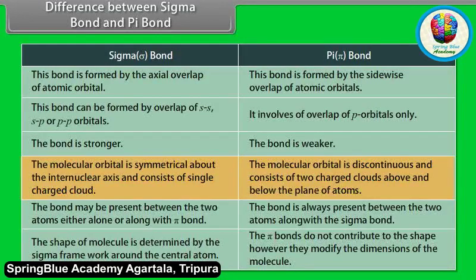of atoms. Sigma bond may be present between two atoms either alone or along with pi bond. Whereas pi bond is always present between two atoms along with the sigma bond. The shape of a molecule is determined by the sigma framework around the central atom, whereas pi bonds do not contribute to the shape. However, they modify the dimensions of the molecule.